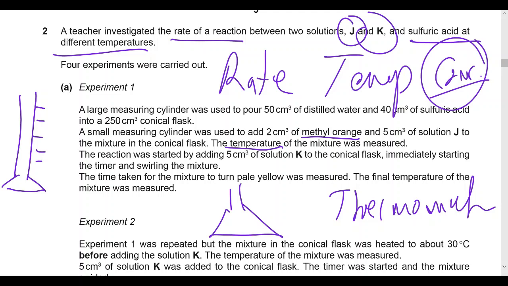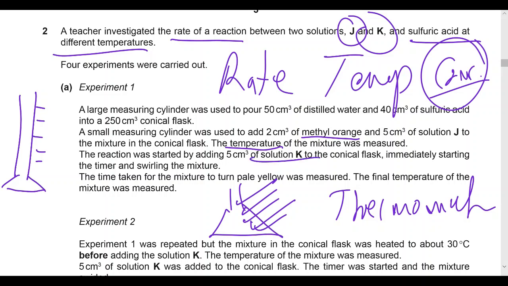The reaction was started by adding 5 cubic centimeter of K. That means here the question says you transferred to the conical flask water, then 40 cubic centimeter of sulfuric acid, and then you add 2 cubic centimeter of methyl orange, and then 5 cubic centimeter of J. At the end you have added K. All of them were added in the conical flask.